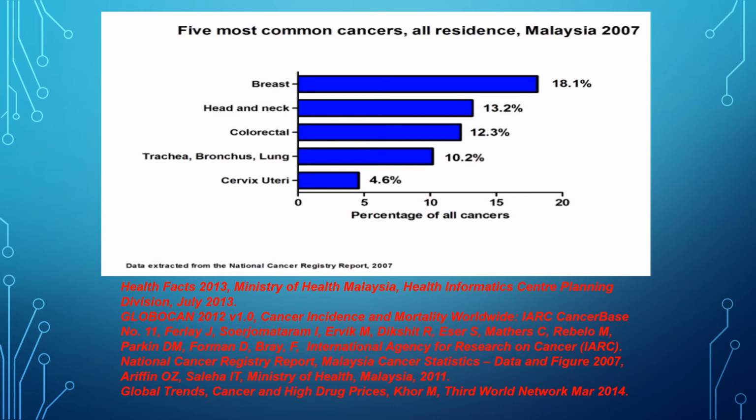The 5 most common cancers for residents of Malaysia, 2007. Breast cancer is among the highest type of cancers, 18.1%. Head and neck, 13%. Colorectal, 12%. Trachea, bronchus and lung, 10%. And cervix uteri is 4.6%.